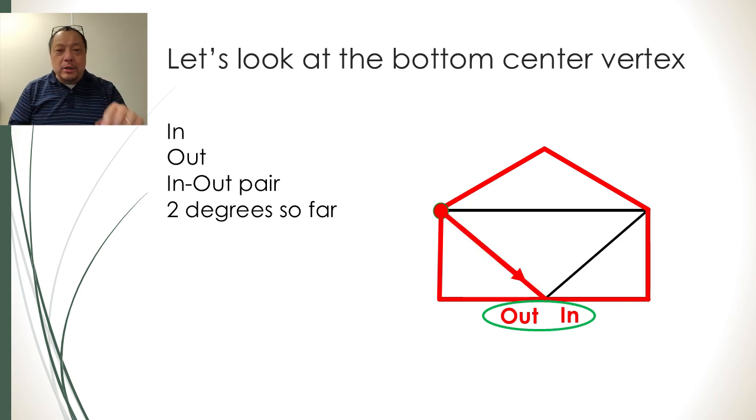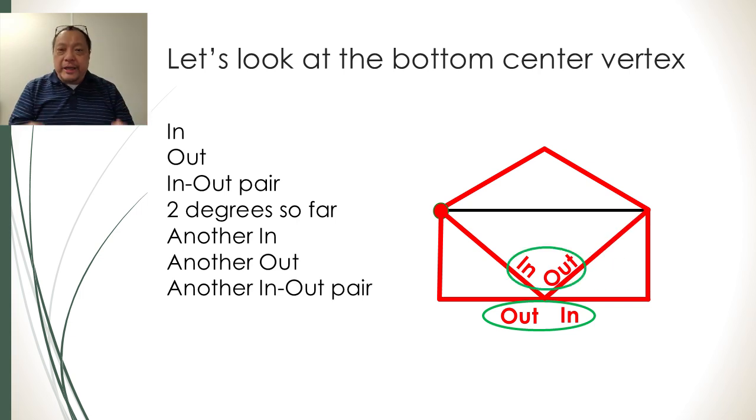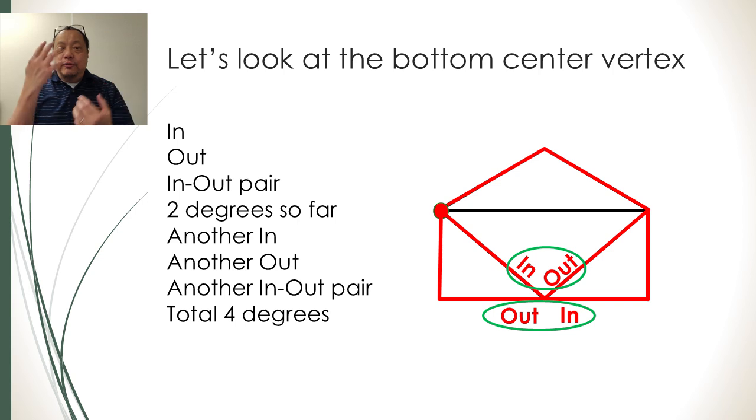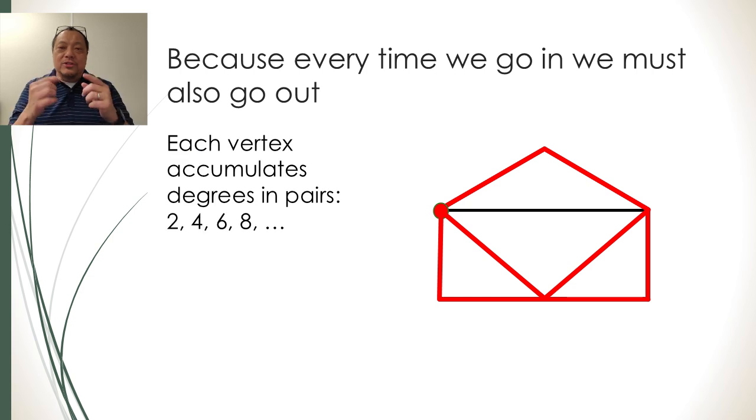And we keep going and going. At this time, we're back at this vertex, so another in, and back out again, another out. Makes it another in-out pair. And the degree is now 4. Because every time we go in, we must also go out. Every vertex accumulates degrees in pairs. 2, 4, 6, 8. So every vertex will be even. Make sense?